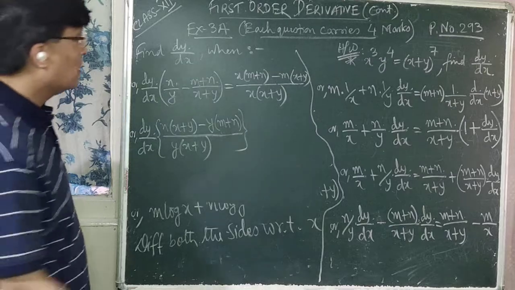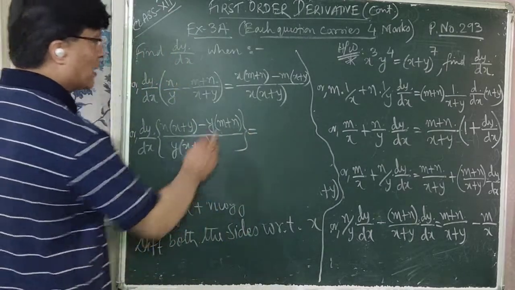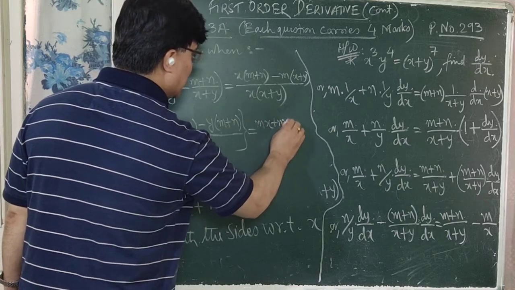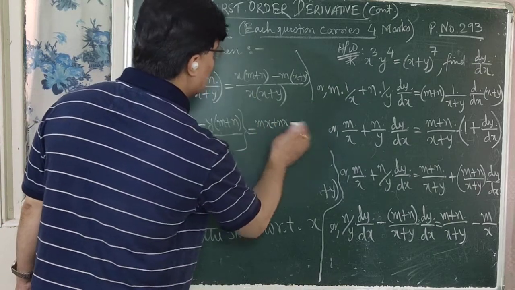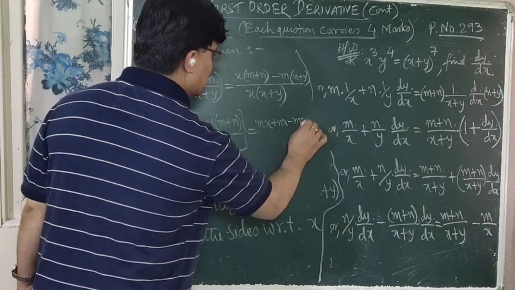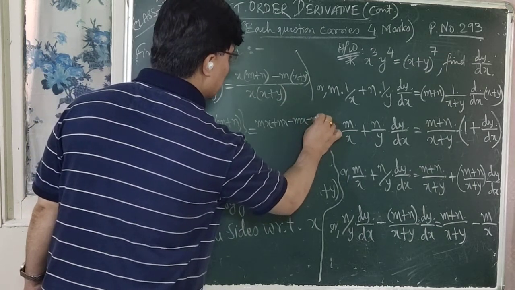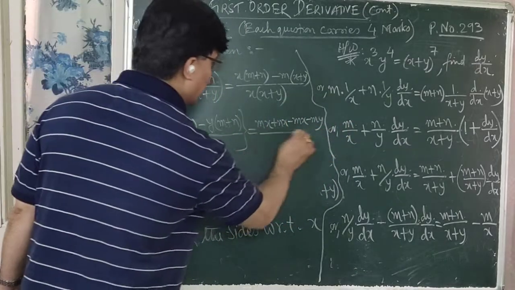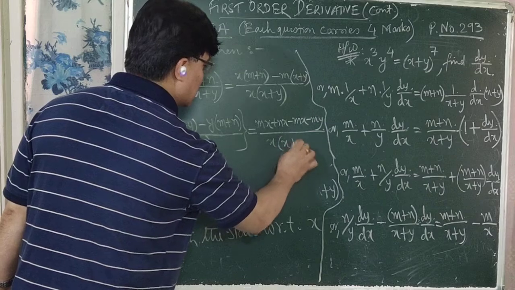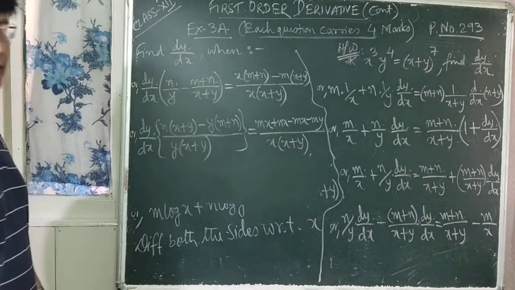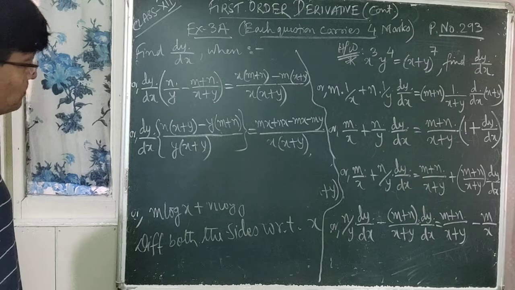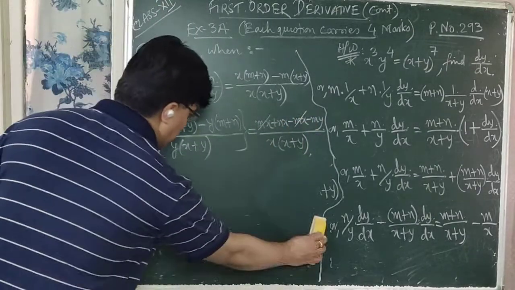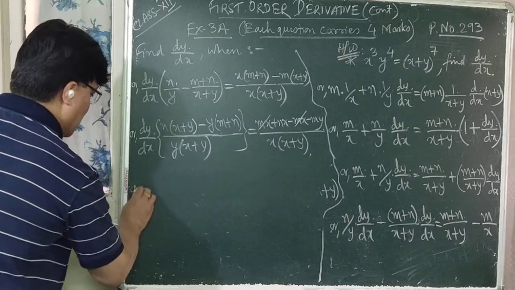Is that clear? So next is equal to, now here you can multiply it, mx plus nx, right? Then minus mx, minus into plus minus my. Clear? Whole divided by, in the denominator, x into x plus y. So I think you have understood it. So here you can cancel this, mx gets cancelled. You can cancel them. Or dy by dx.